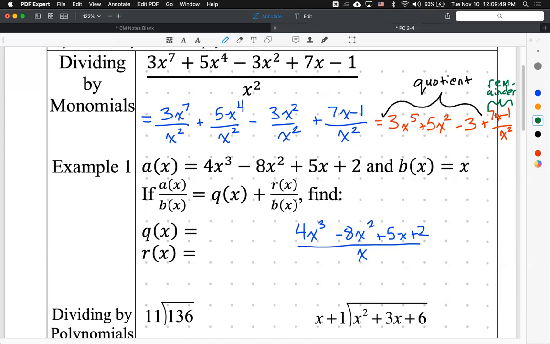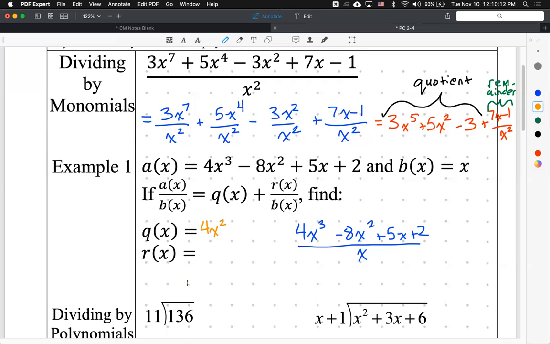What should be the first term of our quotient? 4x to the power of 3 divided by x. We can do that. 4x to the power of 3 divided by x. Ellery? You have 4x to the power of 2. There it is. Write it down. 4x to the power of 2.